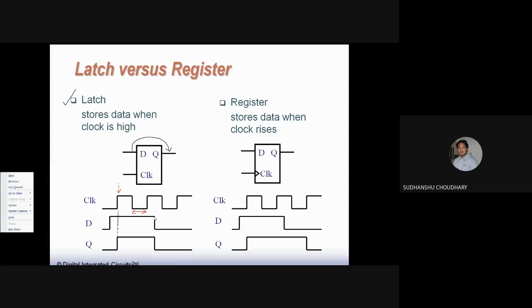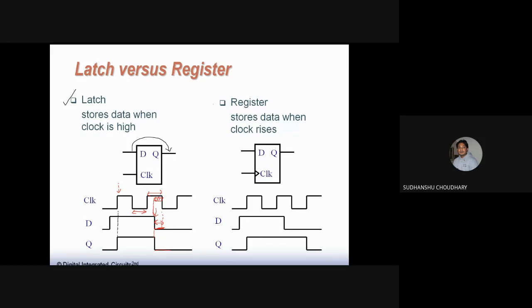Now at this point, you see that D is making a transition, that is, D is changing at this point. But since the clock is still positive here, my Q is also constant during this portion. Now D is making a transition during this portion, and in this portion I see that the clock is also positive. So that means my D should be copied to Q, and D is 0 here. So Q is also becoming 0 here now.